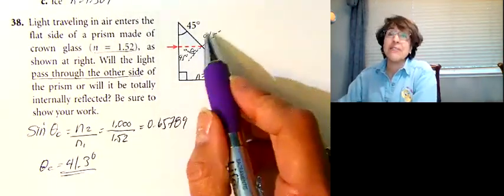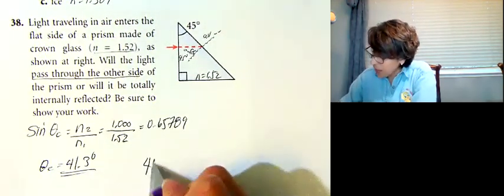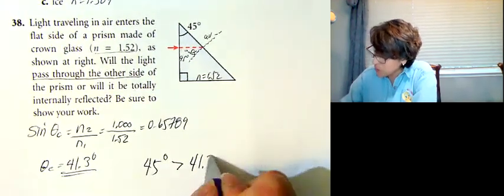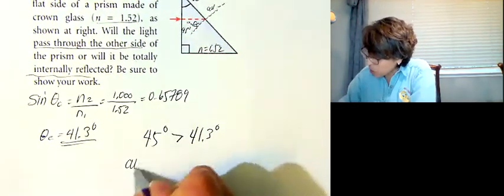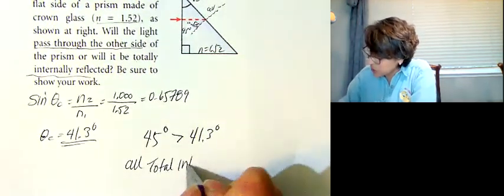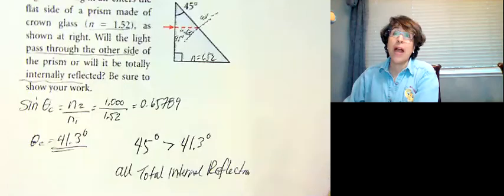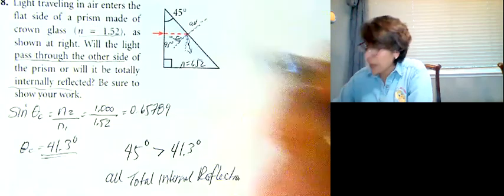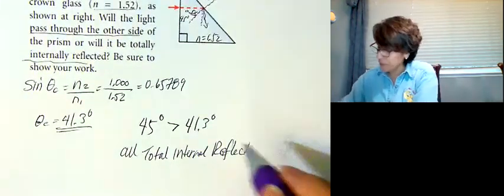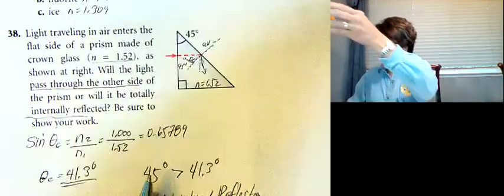And when the light is leaving or trying to leave, it's at a 45-degree angle. So yes, a 45-degree angle is greater than 41.13 degrees. So yes, you have total internal reflection. So none of the light will be refracted out. It will all go back in. I don't know what angle it is, but it's all going to go back in. All that light's going to stay in there. And it's because it did exceed the critical angle. So that's what we did in practice C.